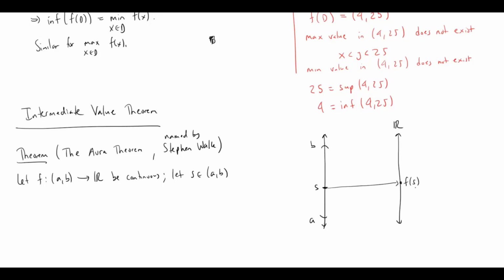Now there are three cases. f of s could be 0, and in the aura theorem, we don't care about that case. We're just tossing it out. The other two cases are that f of s is positive or that f of s is negative. So in this picture, let's consider the case where it's positive. Of course, there's another picture where it's negative.